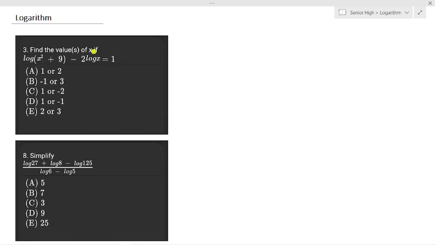So we have: find the values of x if log(x squared plus 9) minus 2 log x is equal to 1. While solving this question, I'll be stating some rules in logarithm that you need to take cognizance of if you're to solve problems involving logarithm effectively. And also look here, we have our options given A, B, C, D to E. We have two values for each option.